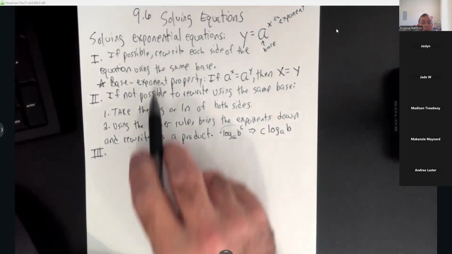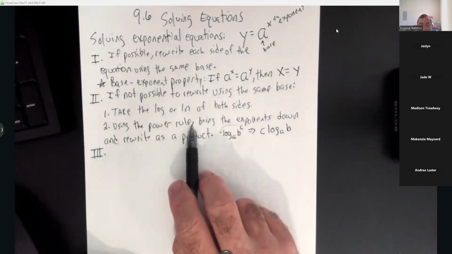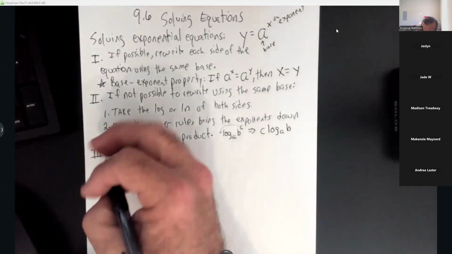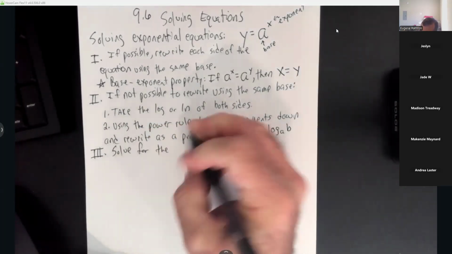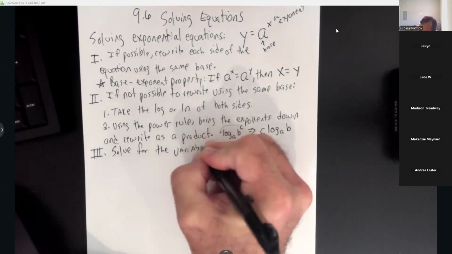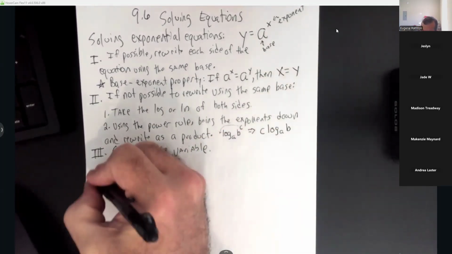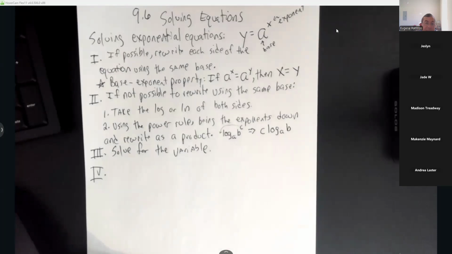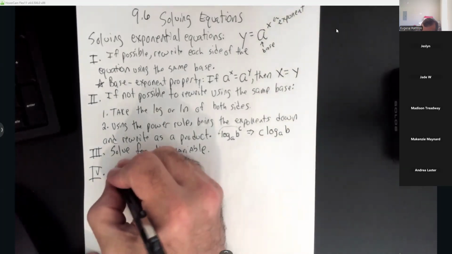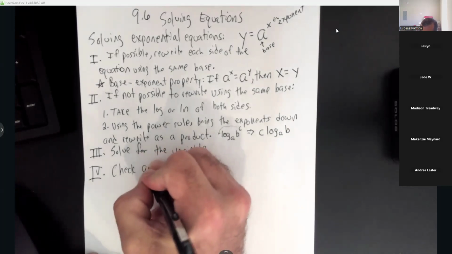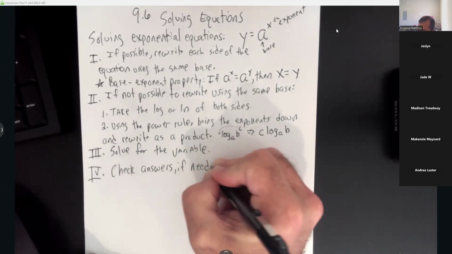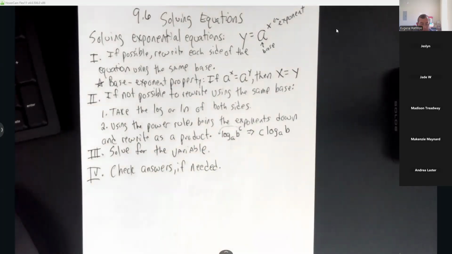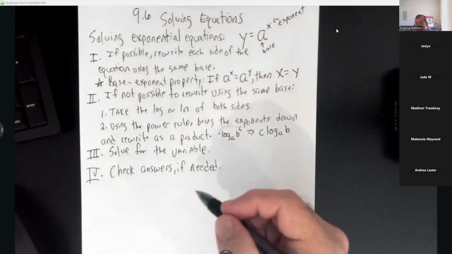Okay, so at that point, no matter if we rewrote each side or we had to take the logs or the LNs of both sides, at that point, we're going to solve for the variable. And then finally, like any equations, check your answers if needed. I'm just going to plug stuff back into the equation and see if it's true if you need to do that, okay?